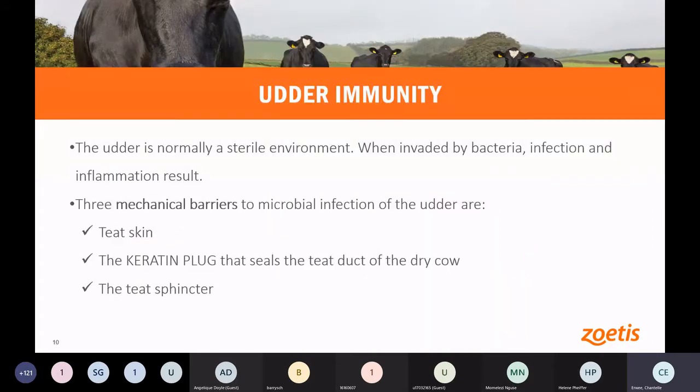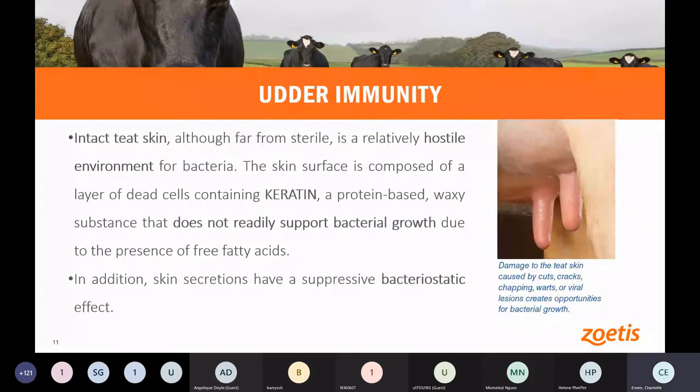Okay, the udder is usually quite a sterile environment. So when bacteria gets in there, it results in inflammation and infection. So when we look at the mechanical barriers, those would be our first line of defense, and these would be physical barriers. We would be looking at the teat skin, the keratin plug, as well as the teat sphincter. Okay, so looking at the first one, the teat skin.